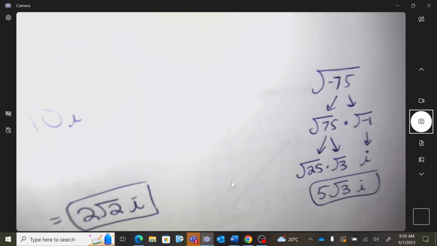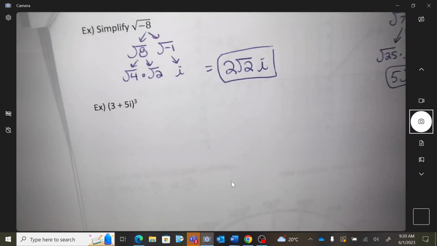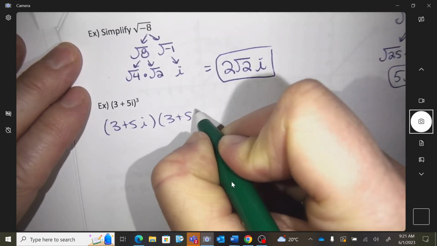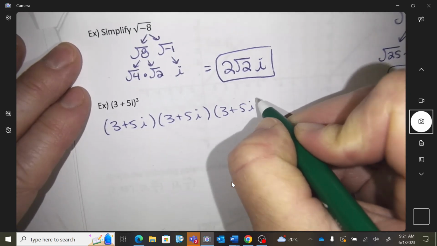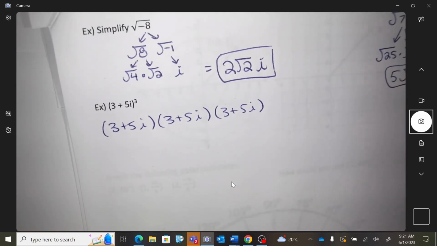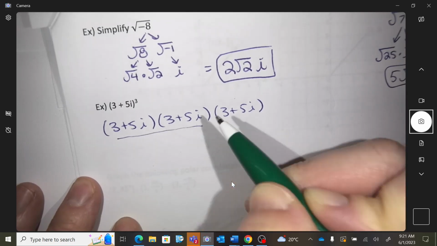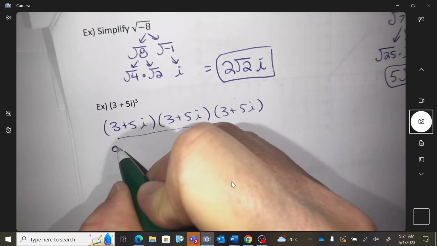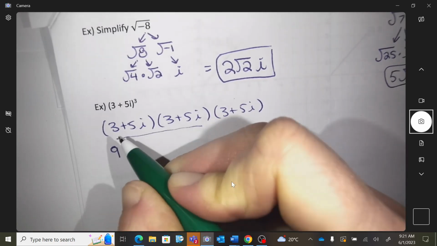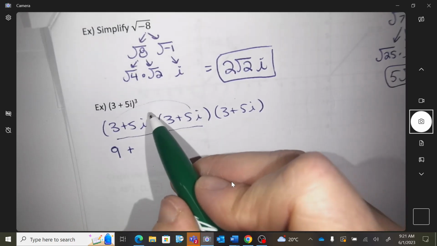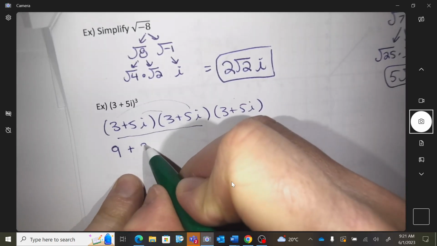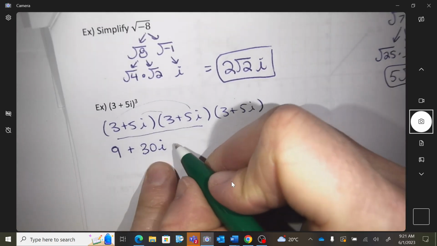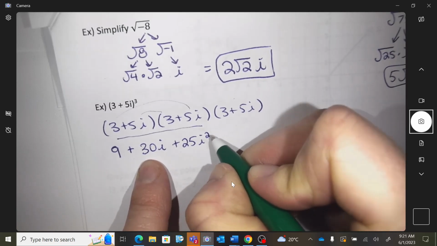All right, let's do a cubed. We're going to be doing some big time foiling here. Okay, let's foil 2 of them together. So 9. Can I do my outsides and insides together so that I get a 15 and a 15, so I'd be getting 30i? Will you be okay with that? Plus 25i squared.